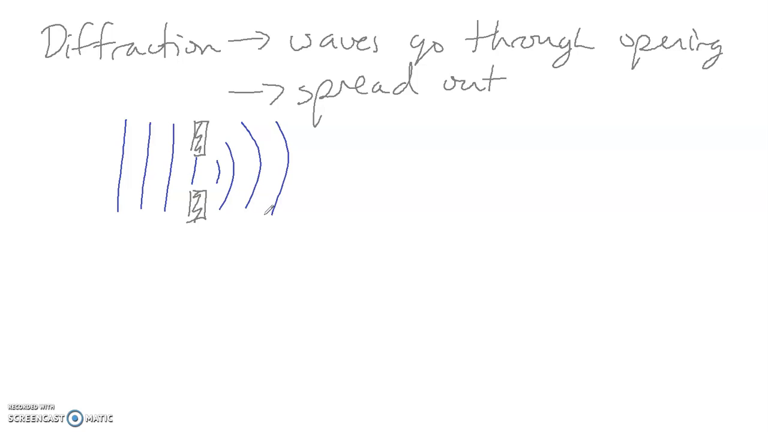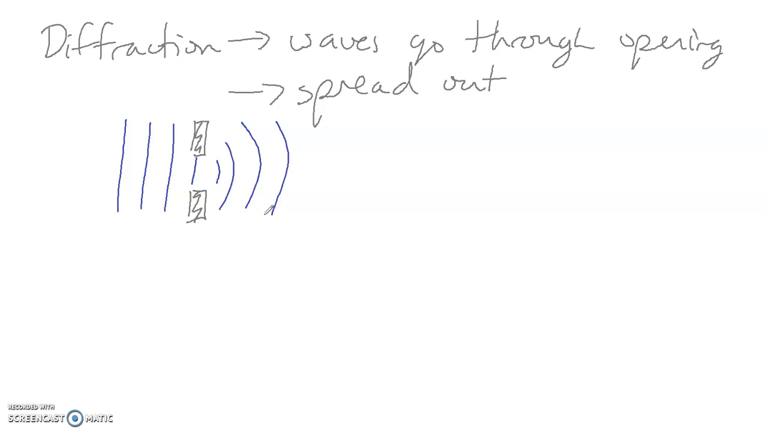And this is why, if somebody is talking in a room and you go past the doorway and you're outside, you can hear them when you're not necessarily perfectly in line with the door. The sound will go through an opening, whether it's somebody talking or music or whatever. It'll go through the opening and it'll actually spread out.